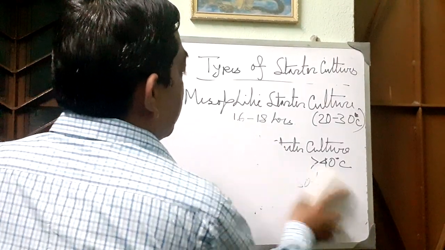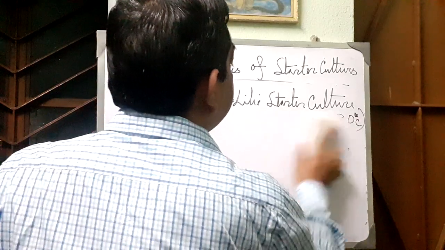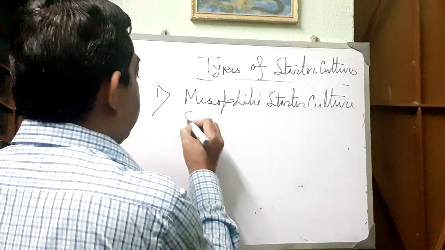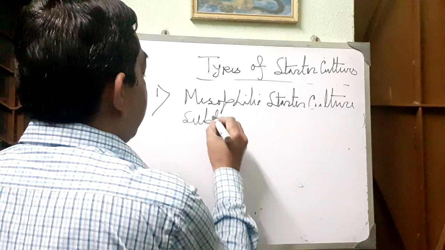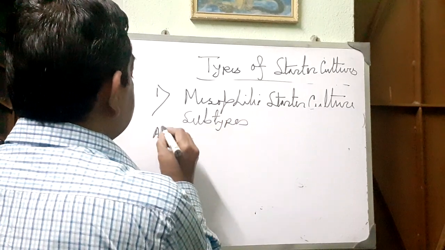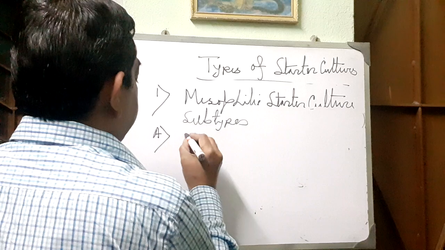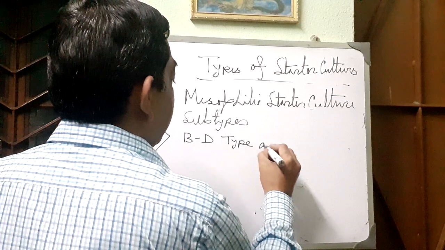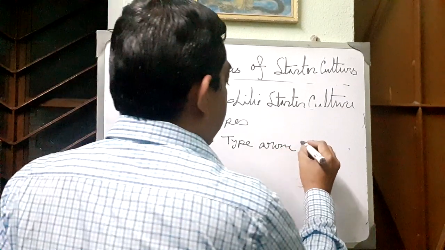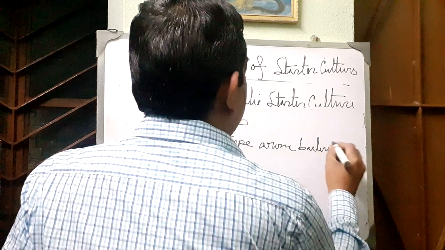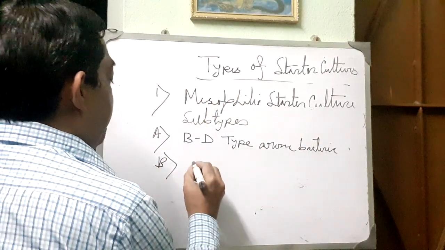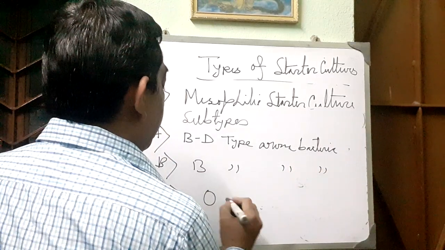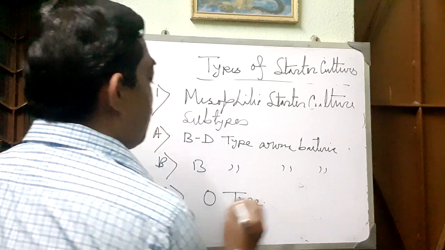And in mesophilic culture, there are some subtypes, depending on the aroma bacteria present. One is the BD type, where aroma producer bacteria are present, like I am discussing. Aroma producing bacteria. Another is the B type aroma producing bacteria, and C is the O type. O type means there is no aroma producing bacteria.